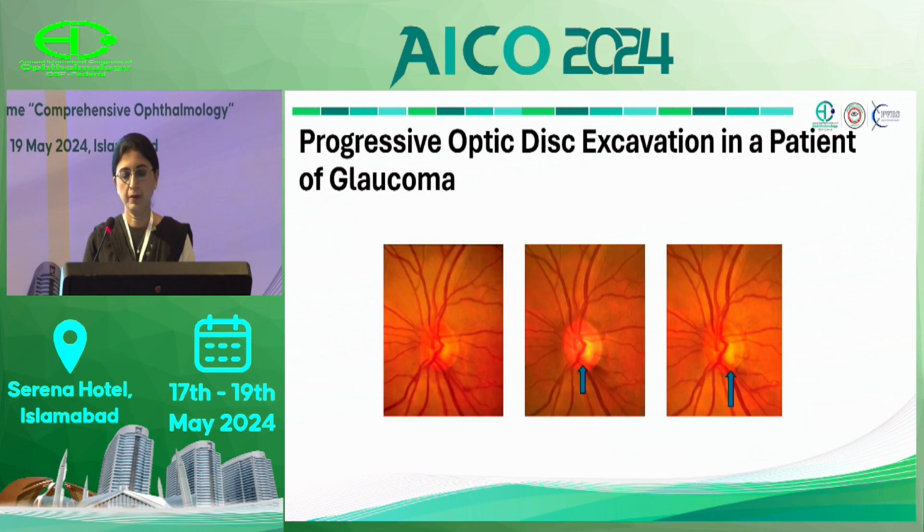Over time, we see the cup expanding. It is expanding vertically. There is thinning of the inferior neuroretinal rim. It's not following the ISNT rule. So this is progression of glaucoma.